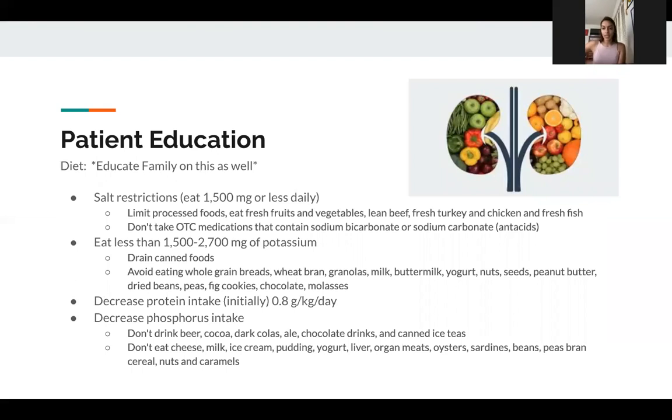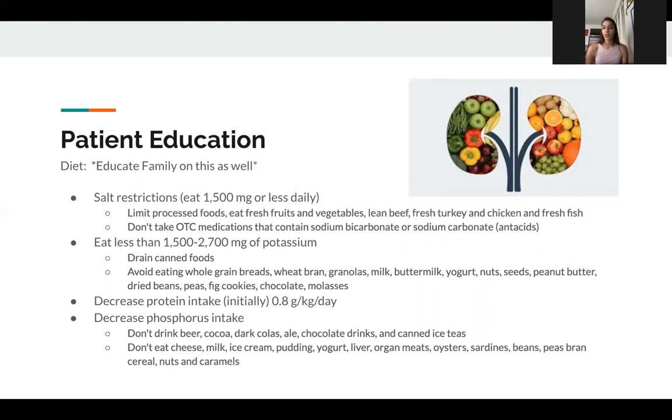For the diet part, this is a very important piece of the education, and this should be a piece that we also educate his family on, because his wife is probably the one that does prepare all his meals. So we want to let him know that he does have to restrict his salt and eat 1,500 milligrams or less daily. So you have to limit processed foods. Eat fresh fruits and vegetables; lean beef, fresh turkey and chicken, and fresh fish are all good options here.